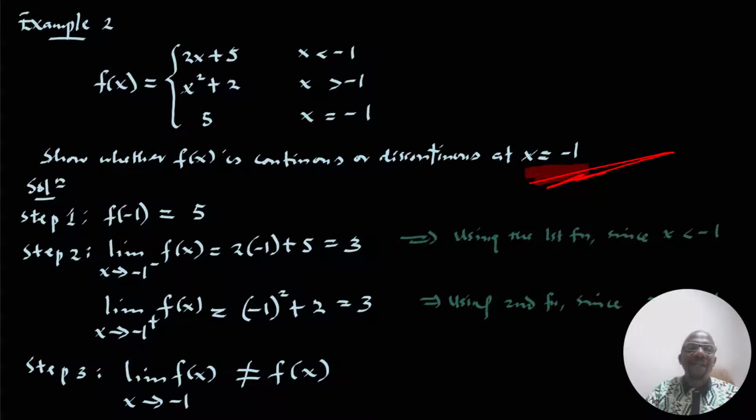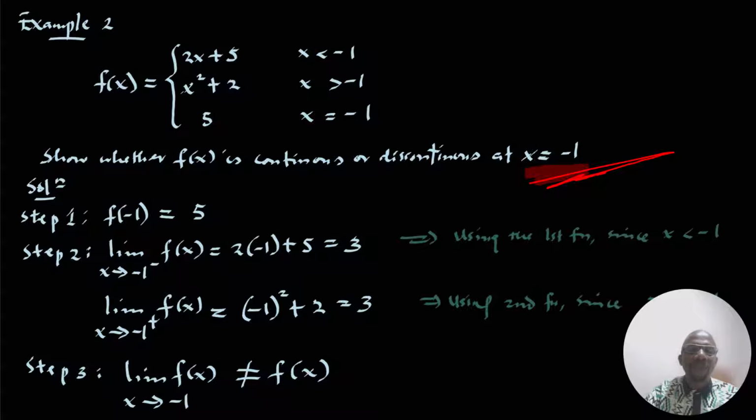Then the limit as x approaches minus 1 from the left side, x is less than minus 1. That's why we're using the very first function here. And when the limit of f of x as x approaches minus 1 from the positive side, it gives us 3. You can see the limit of f of x from the right side is equal to the limit on the left side. They are equal, but it's not equal to f of minus 1 here.